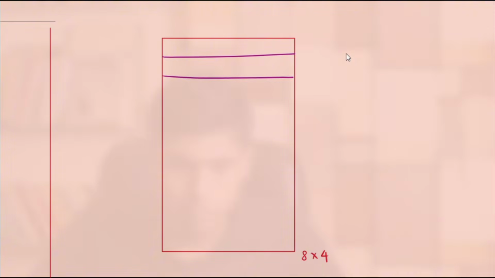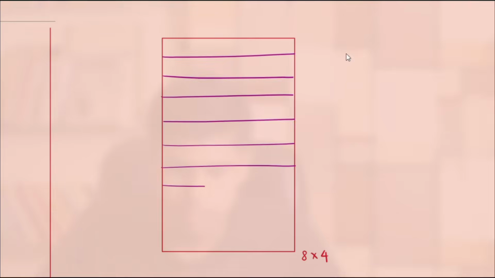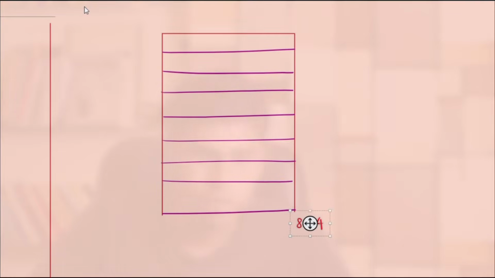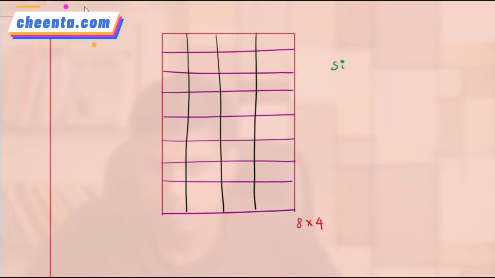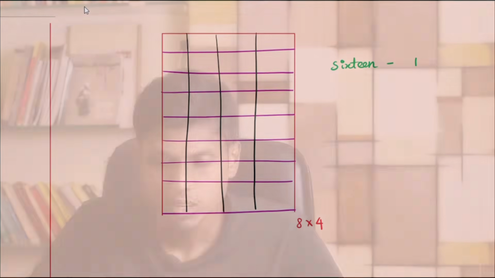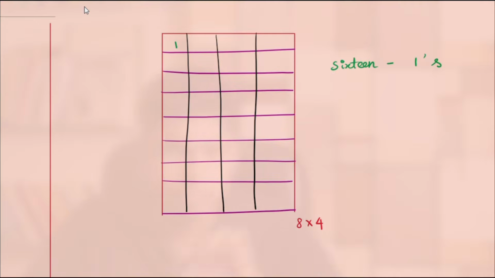1, 2, 3, 4, 5, 6, 7 and 8. And you have 4 columns: 1, 2, 3 and 4. There are 16 ones given to you. You have to place these 16 ones onto the cells of the grid under the following conditions.